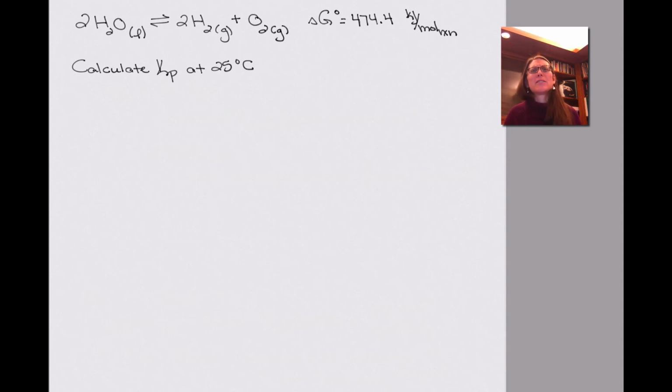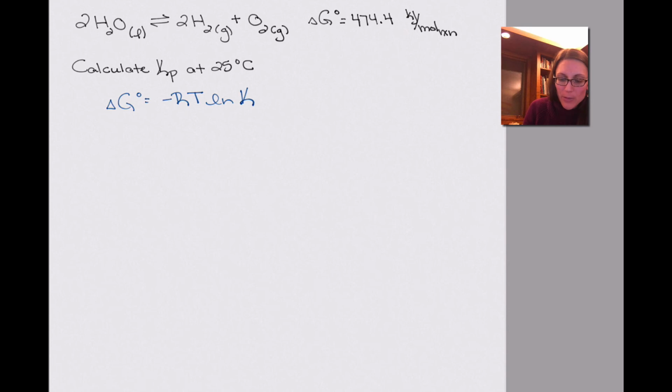So this reaction is not thermodynamically favored, which actually makes perfect sense if you think about it, because water doesn't normally break down into its elements at room temperature. And so it makes sense that delta G is going to be a large positive number because it's not thermodynamically favored. So now let's go in and calculate what our K value is going to be for this reaction. So here again, I want to relate delta G naught to K. So delta G naught is minus RT ln of K.